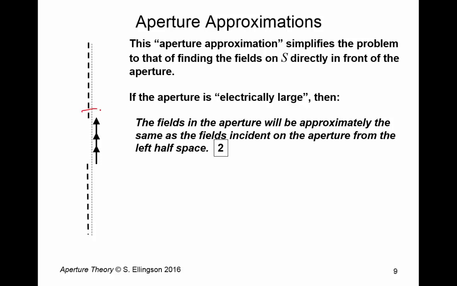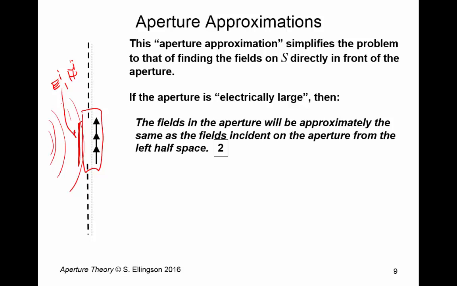In other words, all we have to do is identify what's going on in this part of the problem, in the aperture. If the aperture is electrically large, then the fields in the aperture will be approximately the same as the fields incident on the aperture from the left half space. What do I mean by that? Well, if we have some source back here and it's creating a wave, I can think of what happens right here. In other words, I can identify the incident electric and magnetic fields. I can call those E super I and H super I.